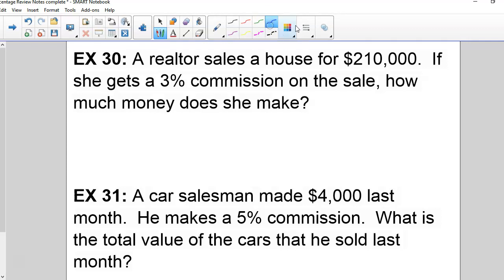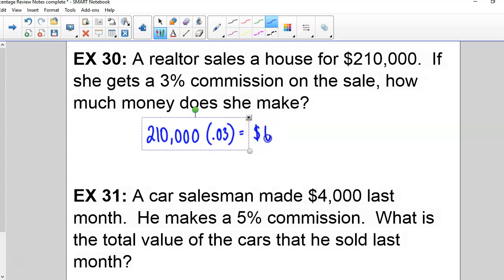Okay, so tell me how you did that, Cole. Very good. And what did you say you got? Okay, so $6,300 for selling that one house. All right. So in this case, we're not doing any shortcuts. We're not adding to. We're not taking away, because we just need to find 3% of 210,000. So if you just need to find a percent of something, you just multiply.